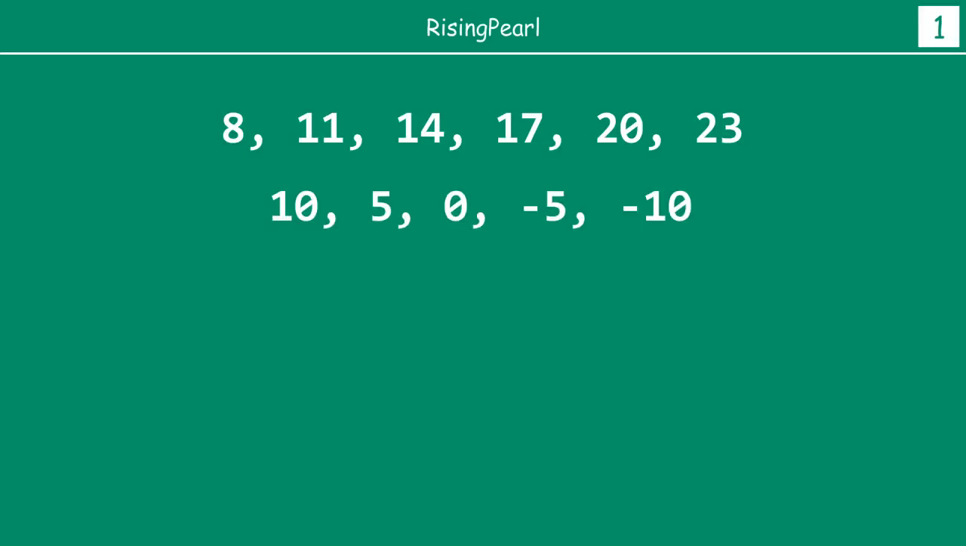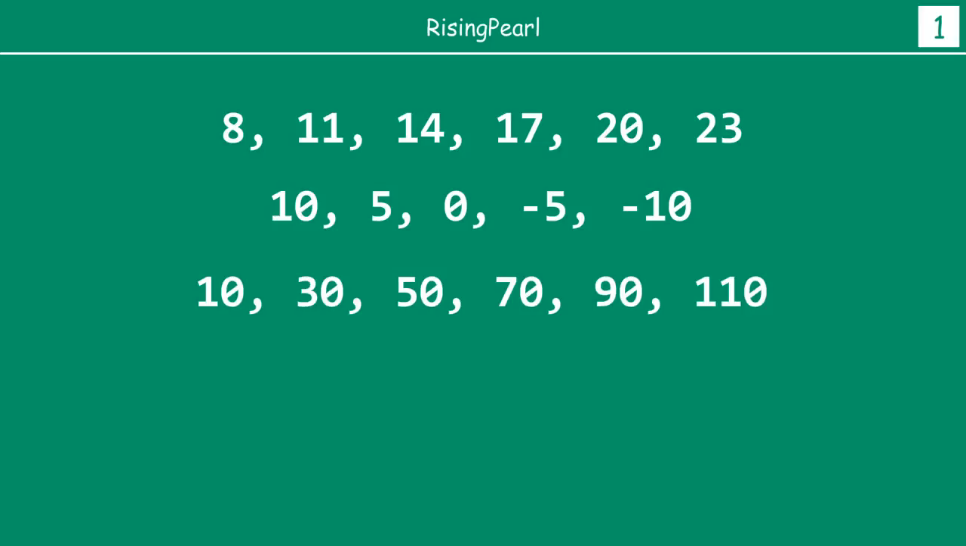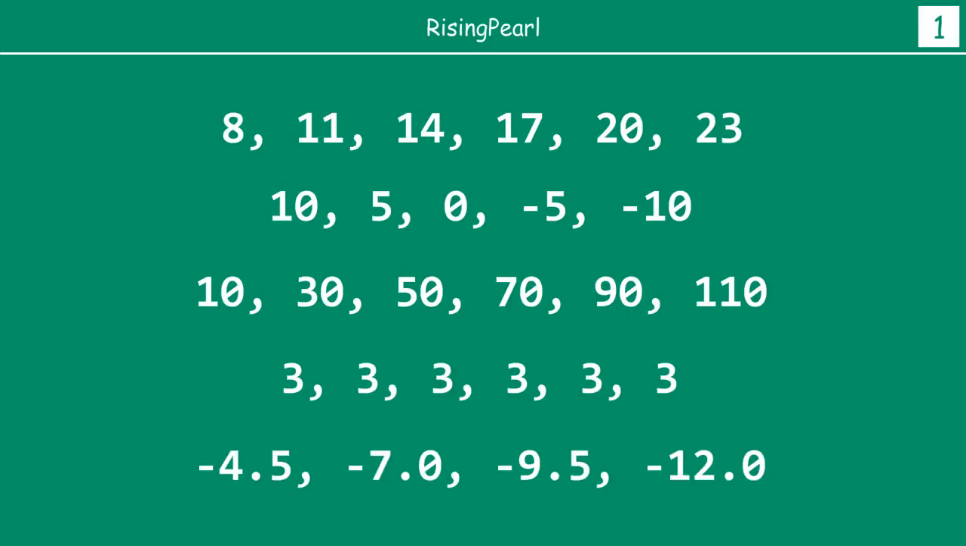Let's write a few more sets of numbers: 10, 5, 0, minus 5, minus 10; 10, 30, 50, 70, 90, 110; 3, 3, 3, 3, 3, 3, 3; minus 4.5, minus 7, minus 9.5, minus 12. Now this is the first set of numbers, this is the second set of numbers, third set of numbers, fourth set of numbers, and fifth set of numbers.